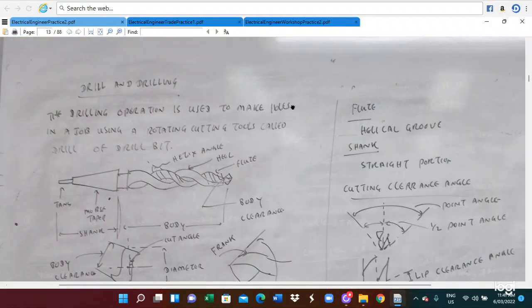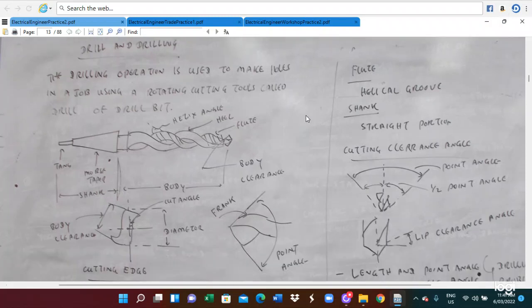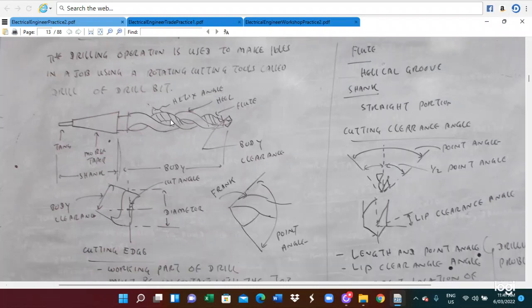And then we are talking about drilling and soldering. The drilling operation is utilized to make holes in the job using a rotating machine. It is called a drill, and this is a drill bit. Here is the shank, here is the body, here is the helix angle, and here we have a flute.